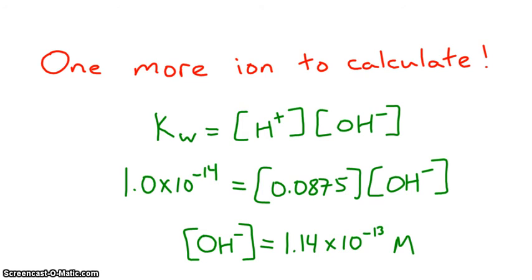Because the solutions were in water, there has to be some hydroxide ion concentration floating around. Using the Kw expression, we can determine that hydroxide ion concentration by substituting in the hydrogen ion concentration. Solving for this, you can determine that the hydroxide concentration in the solution is 1.14 times 10 to the negative 13 molar.